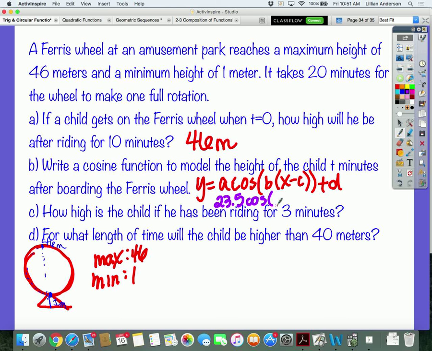Cosine. Now we have to find B. For B, we need our period. What's our period? 20 minutes. So in order to find B, we have to take our period and set it equal to 2 pi over b, so 2 pi over b equals 20. Multiply by b, divided by 20.